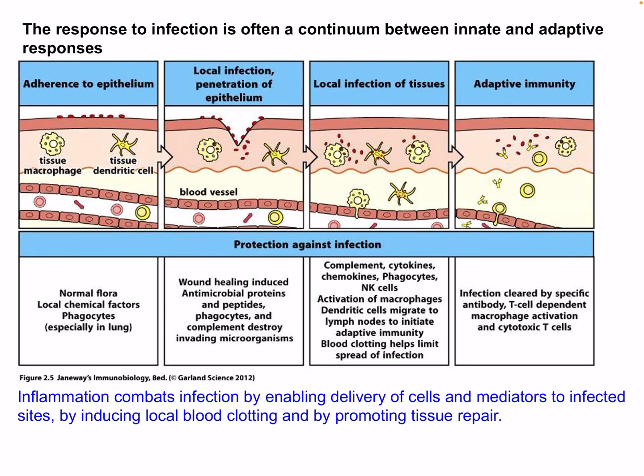So just a refresher, the response to infection is often on a continuum between innate and adaptive responses. So again, here we can see inflammation combats infection by enabling delivery of cells and mediators to infected sites, by inducing local blood clotting and promoting tissue repair. And a lot of this stuff is through cytokines.